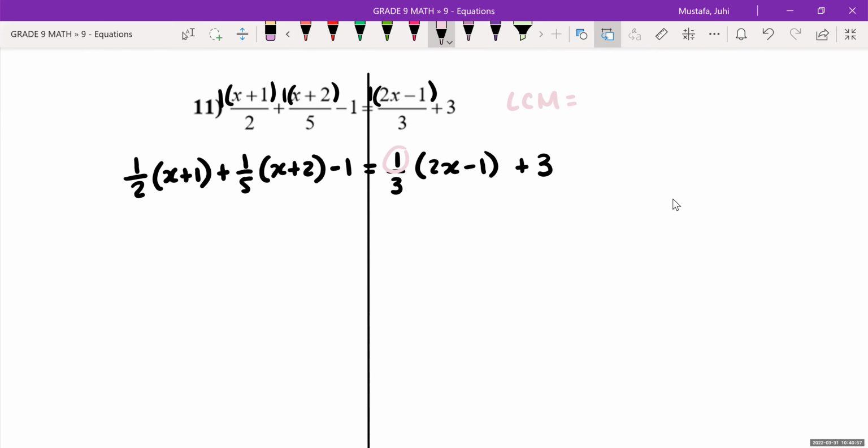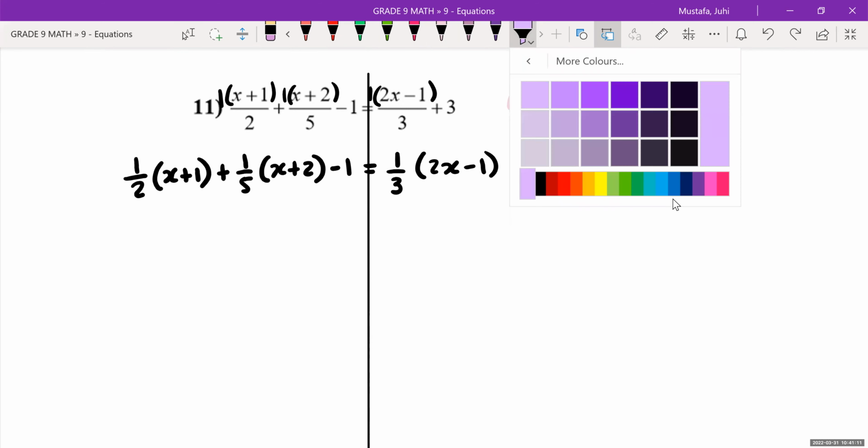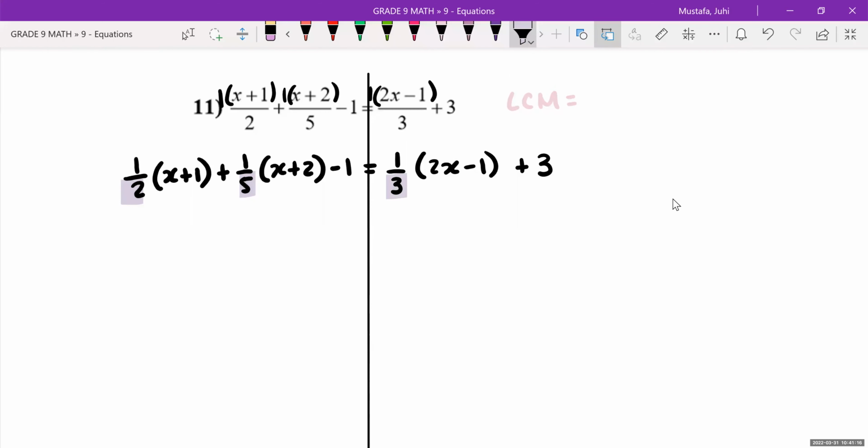Where did the 1 come from? Well, when you put brackets around 2x minus 1, the number in front of the bracket is a 1. So you take that as your numerator and you take 3 as your denominator. What would be the lowest common multiple in this question, given that we have a 2, a 5, and a 3? Unfortunately, the number is a little bit large. That's okay. So we're going to multiply every single term by 30, including the constant. Don't forget that little negative 1.